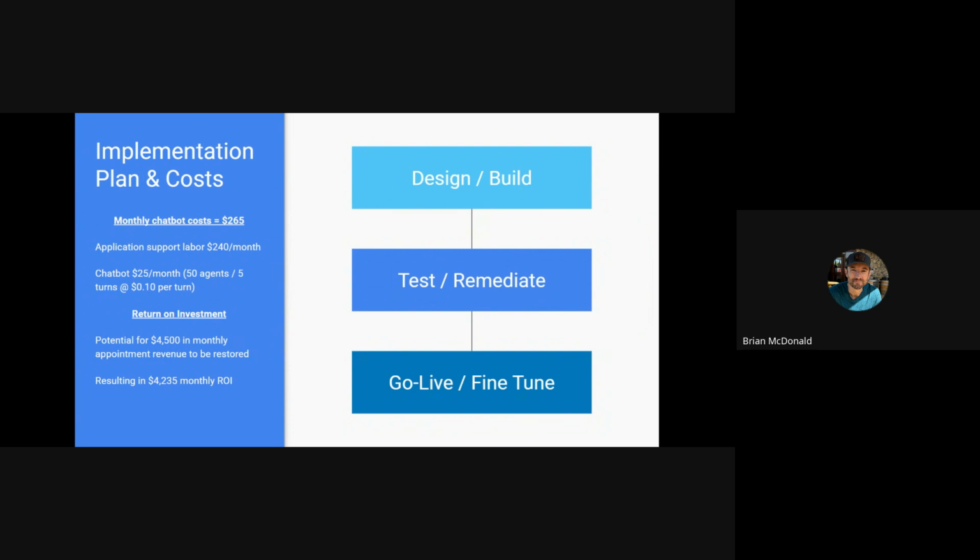Just cover some costs here. So the monthly chatbot cost is about $265. And how that was calculated was just showing the application support labor, showing that it's about $240 a month to just maintain and fine tune the application. And the chatbot usage, it's about 10 cents per turn for the usage. And so about $25 there. So that's the chatbot cost.